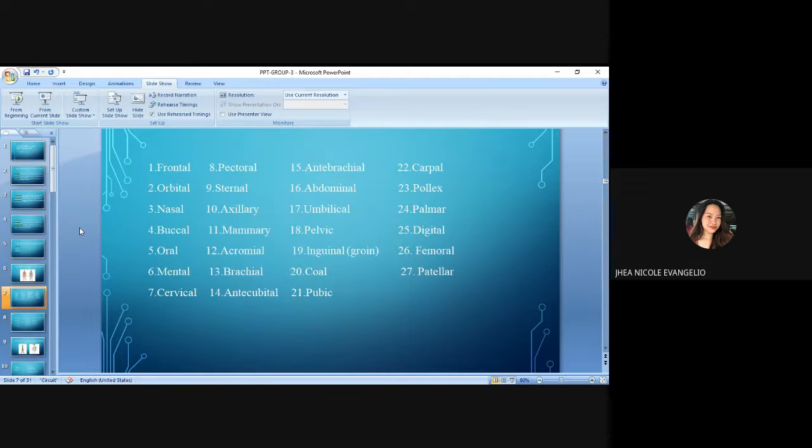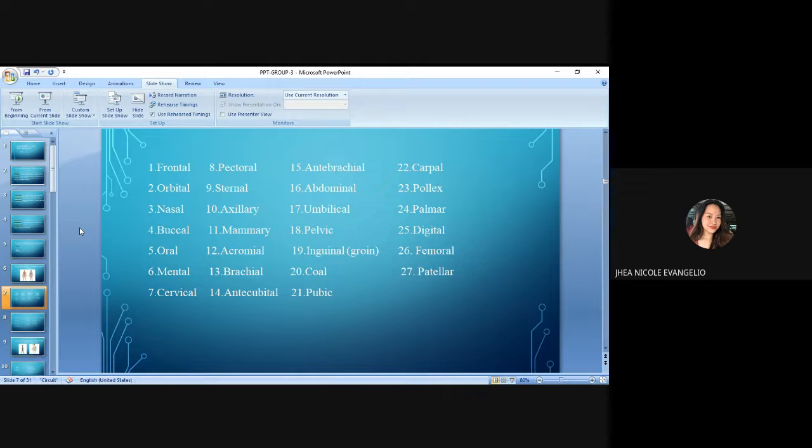Number 5, oral, located at the mouth. Number 6, mental, located at the chin. Number 7, cervical, located at the neck. Number 8, pectoral, located at the anterior chest wall. Number 9, sternal, located at the chest. Number 10, axillary, located at the armpit. 11, mammary, located at the breast.